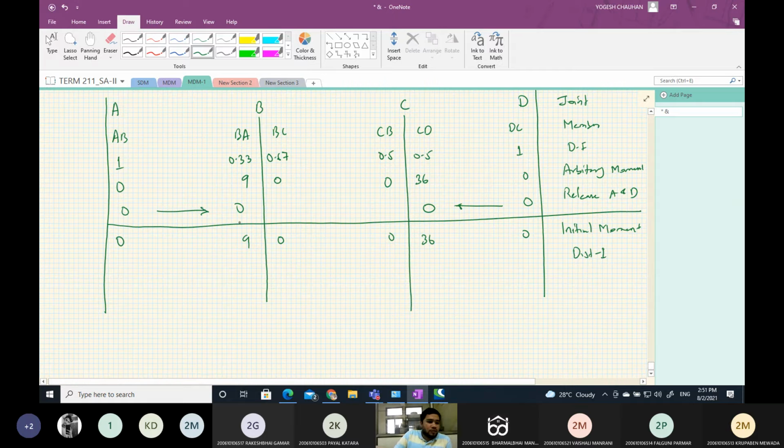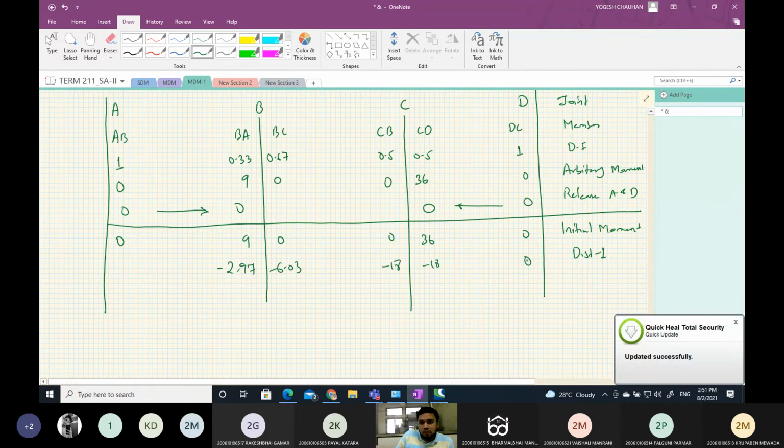So here the unbalanced moment is 9. So 9 multiplied by 0.33 we will have 2.97, and minus 6.03. Then 36 into 0.5, that is minus 18, minus 18. Distribution of this will be 0. So this is the first cycle.